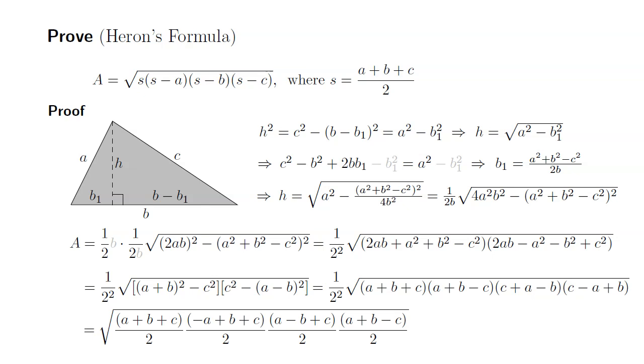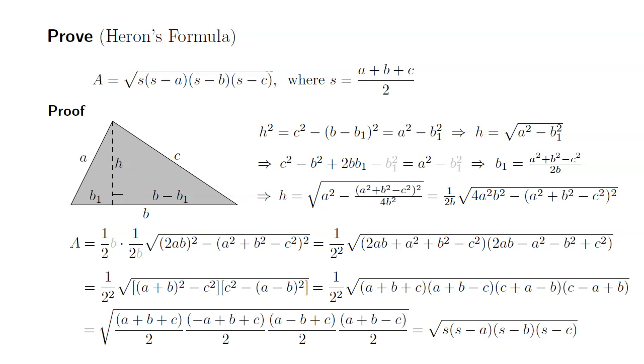You notice that the first guy is obviously s, (a plus b plus c) over 2, so that's s. For the second one, you have a negative sign on a, so if you think of it as a plus b plus c minus 2a, the 2's cancel out, so it's minus a. So you have s minus a. The third one is the same thing as s minus b, and the last one is the same thing as s minus c, which is exactly the formula we're going for.